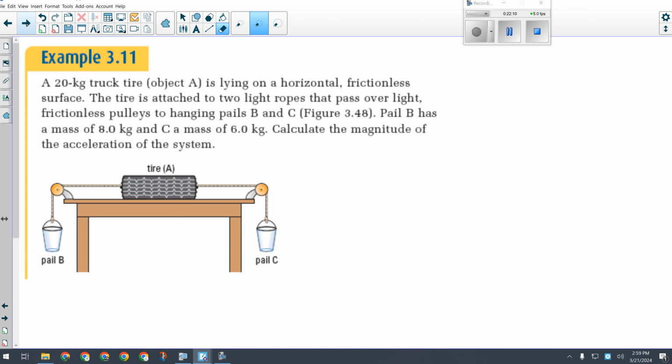All right, so I've got a 20 kilogram truck tire lying on a miraculously frictionless horizontal surface. Those things don't exist, but man, do they come up all the time in our class. So we have a horizontal frictionless surface that the tire is on. There are two buckets hanging from either side over frictionless, massless pulleys. Magic again. So I've got those two pails and I've got the tire. I know the mass of all the parts. I want the acceleration of the system. And notice, they only ask for the magnitude of the system's acceleration. Why only the magnitude?